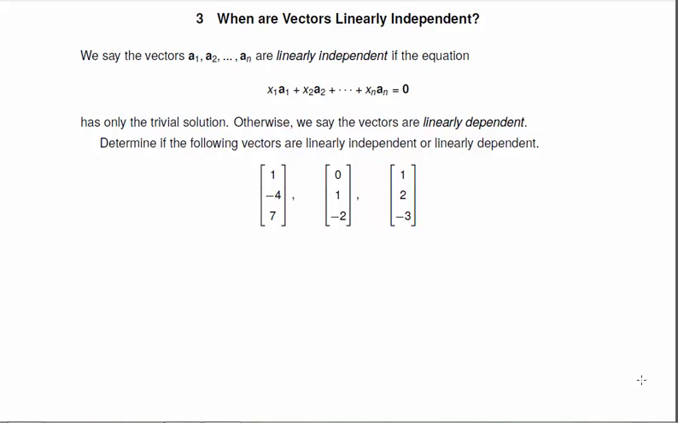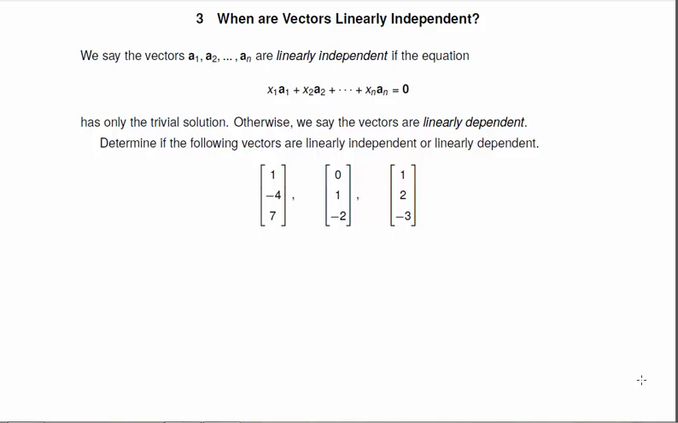Now we'll discuss linearly independent vectors. So if we have a set of vectors, we say they are linearly independent if the equation x1a1 plus x2a2 all the way up to xn an equal to 0 has only the trivial solution. Otherwise, we say they're linearly dependent.